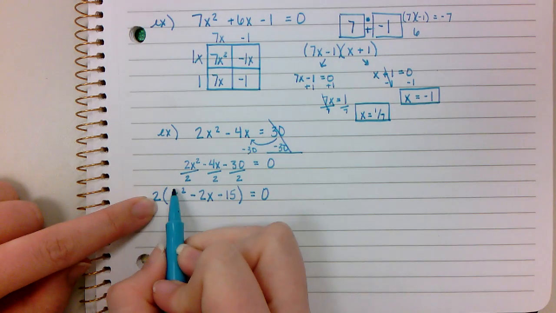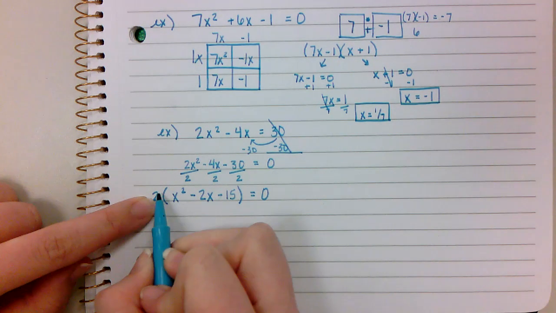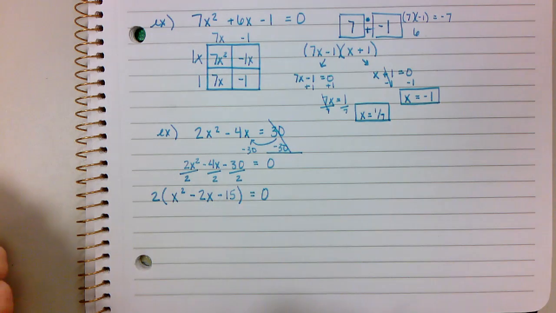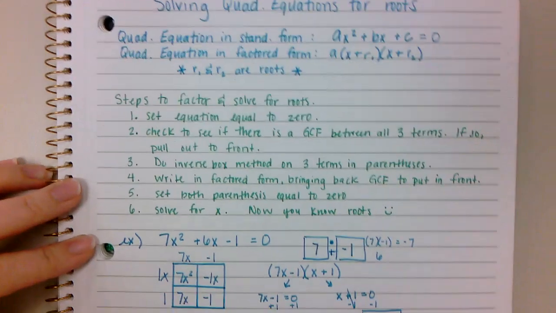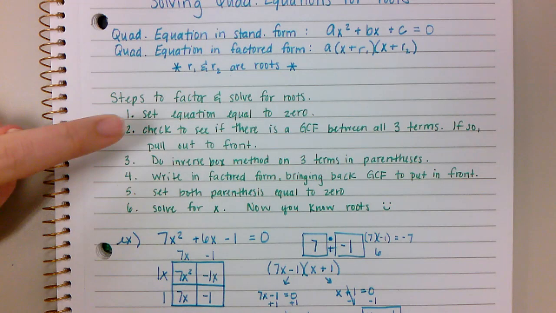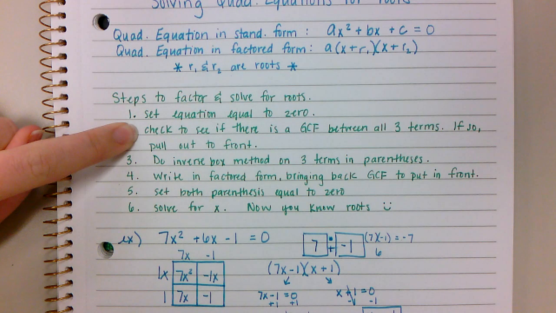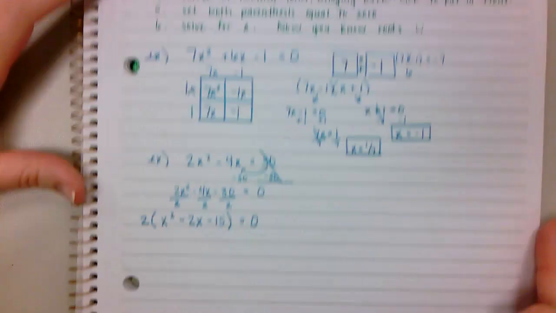Now, if I wanted to go back and distribute this back in, I would get back up to my original answer, or my original equation. But I don't want to do that. I'm trying to factor this out and find the roots, and it's going to make my life easier if I know my greatest common factor to pull out before I start trying to factor. So now, we look at our steps. We made sure it was set equal to 0, and we checked to see if there was a GCF that we pulled out. And now we do the inverse box method.